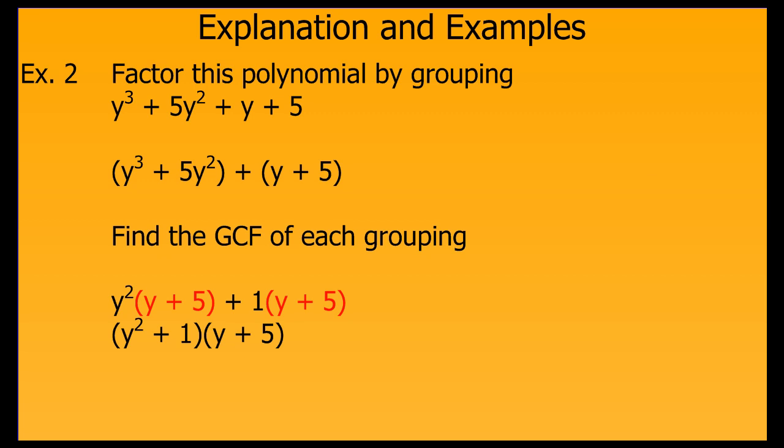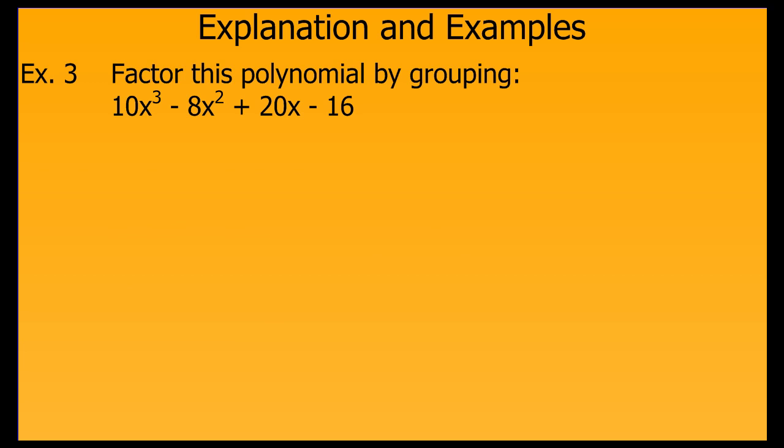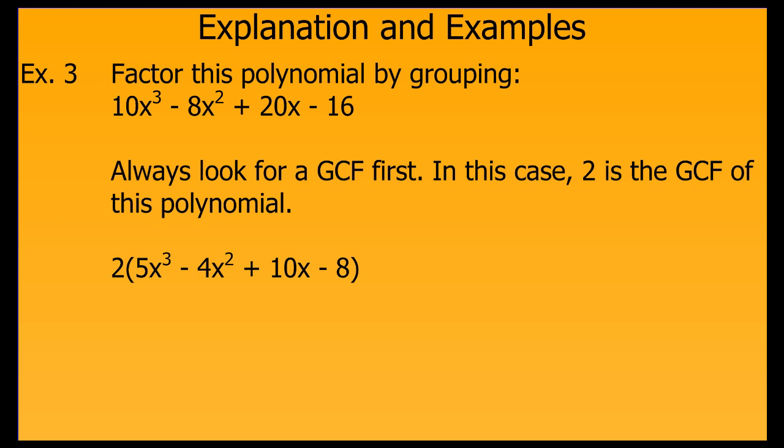As always, I can choose to multiply this back out and work my way back up to the original if I want to check it. In this example, we're going to factor this 4-term polynomial. In this case, however, I hopefully notice that all 4 terms have something in common before I start grouping. In this case, all 4 terms have a GCF of 2.